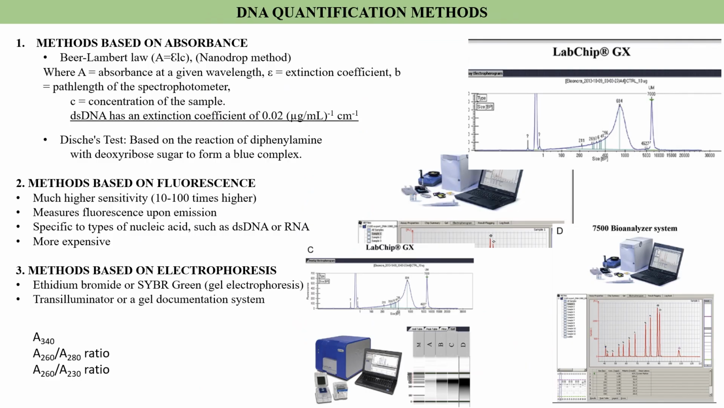DNA quantification methods are first based on absorbance, that is normal UV absorption spectroscopy: it will absorb UV radiation, and based on that absorption the concentration is calculated. The Dische test is based on the reaction of diphenylamine with the sugar of DNA, which forms a blue complex, and it is further subjected to UV absorbance, and that's how its concentration is calculated.